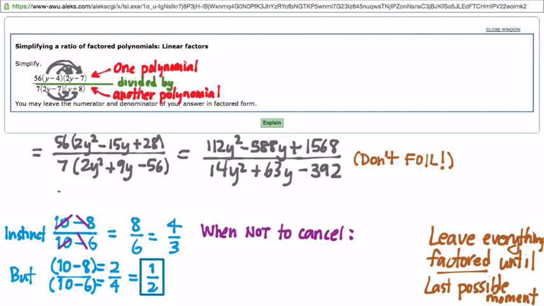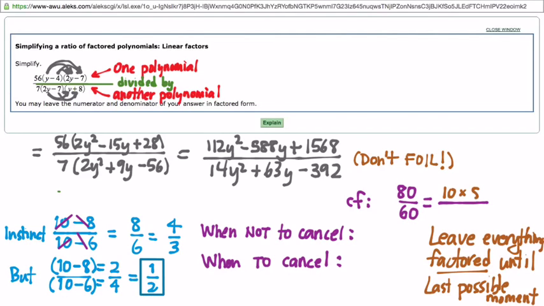Oh, yeah, you're right. Let me change the problem just a little. Instead of 10 minus 8 and 10 minus 6, let's suppose that I were trying to simplify the fraction 80 divided by 60. In order to simplify this fraction, what would we do? I'm giving you a point of comparison here. We would try to find some common factors. Maybe I would look at 80 and say that 80 is really 10 times 8, and 60 is 10 times 6.